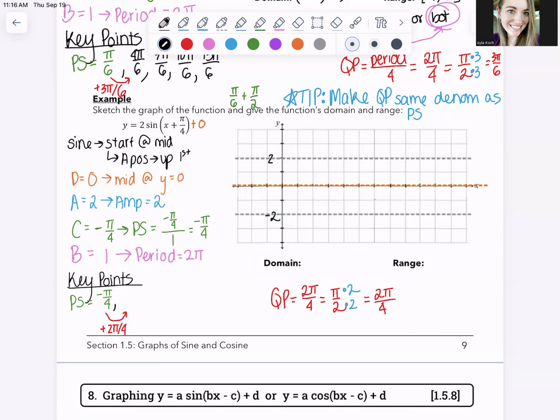So I'm just going to add 2 pi over 4 each time. So negative pi over 4 plus 2 pi over 4. So it's like -1 plus 1. That's 1 pi over 4. Add another 2. 2 plus 1 is 3 pi over 4. 3 plus 2 is 5 pi over 4. One more. 5 plus 2 is 7 pi over 4.